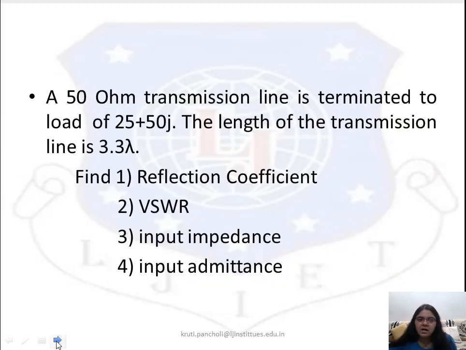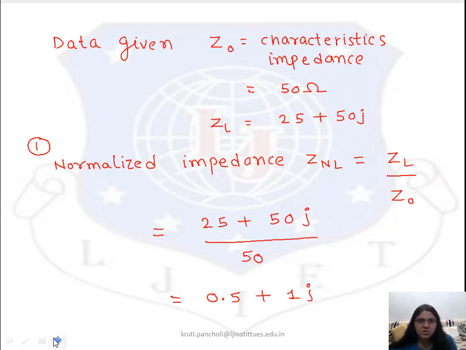Based on this, the example is: a 50 ohm transmission line is terminated to a load of 25 plus 50j. The length of the transmission line is 3.3 lambda. Find the reflection coefficient, VSWR, input impedance, and input admittance. So very first we need to write down the data for this.